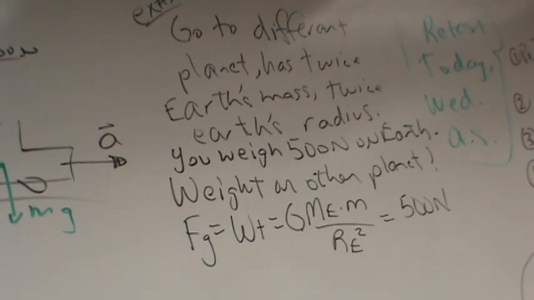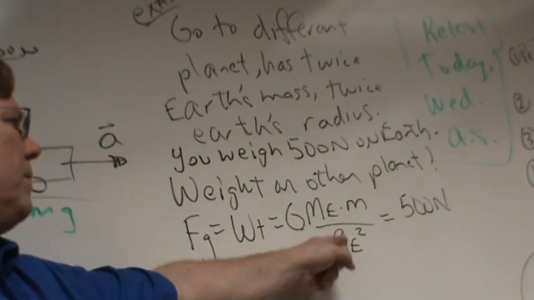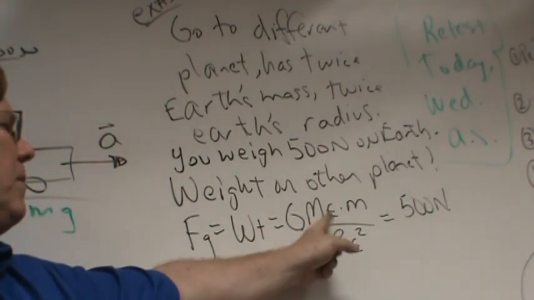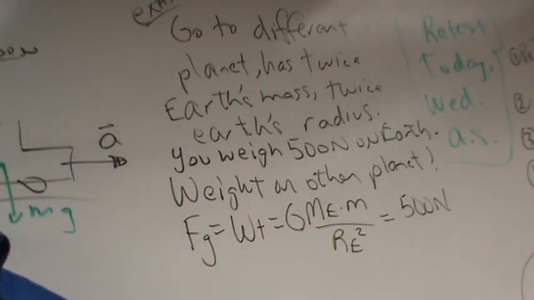Chris? 250. Chris says 250. Does anyone agree with him? Okay, Chris, how'd you know it's 250? Because the radius was squared, so that would give me 4, and the mass was 2, so that's 1/2 of the weight. Great, you guys okay with that?